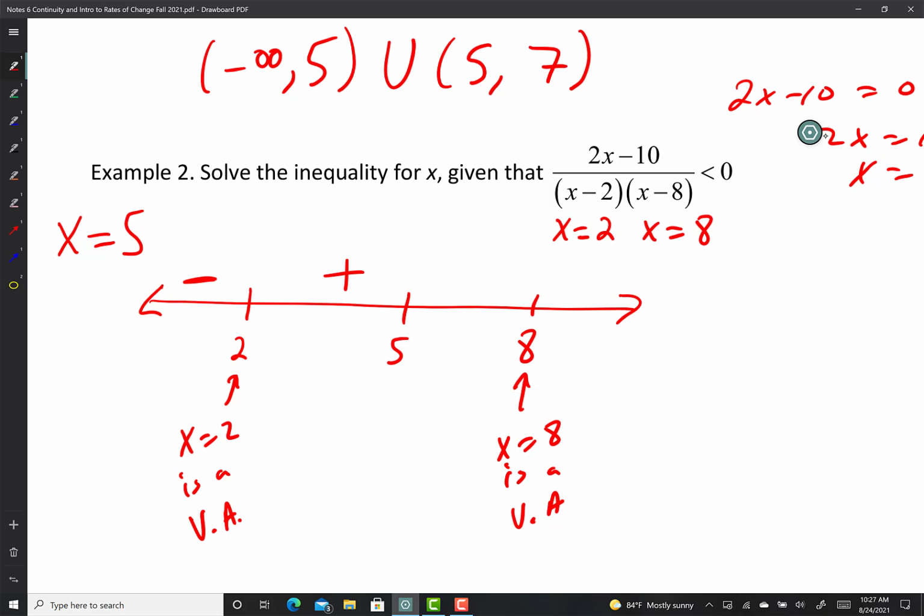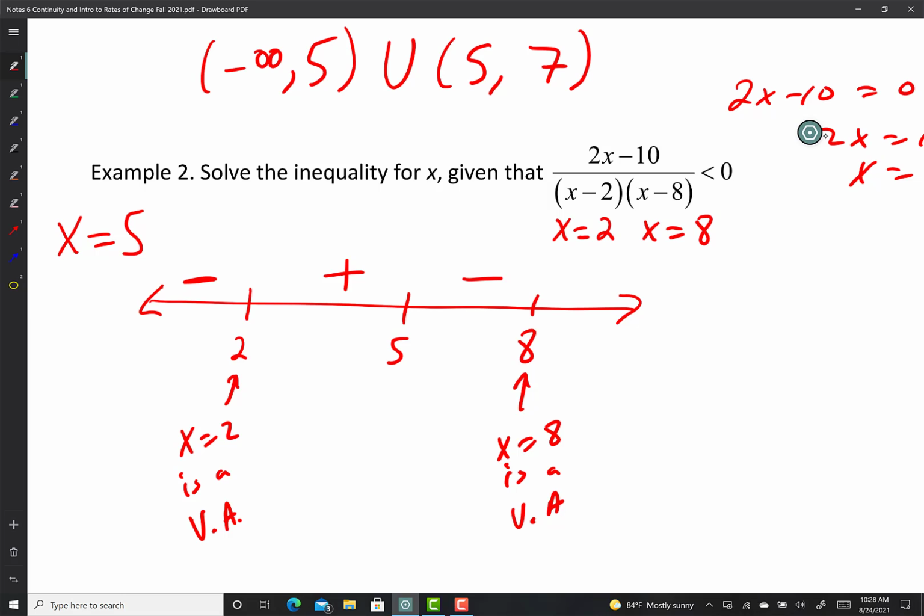Give me a number between 5 and 8. 7. I heard 7 first. 6. It doesn't matter which one, guys. So 7. 2 times 7 is 14 minus 10. Is that a positive or negative? Positive. Hold that in your brain. 7 minus 2, that's positive. 7 minus 8, that is positive times a negative? Okay, what did I have before? Positive. So positive divided by negative is a? Negative. There it is. Put a minus sign.